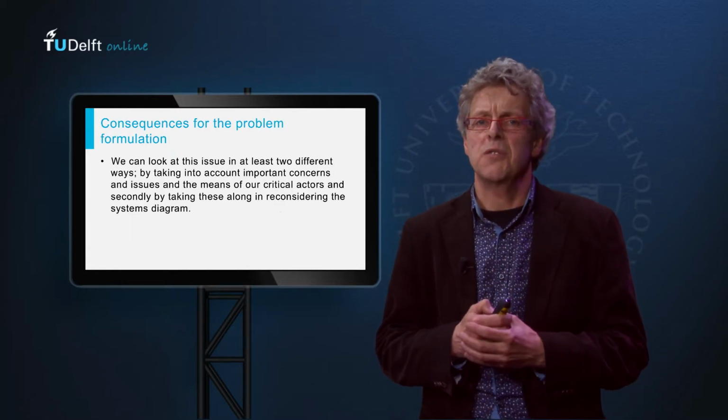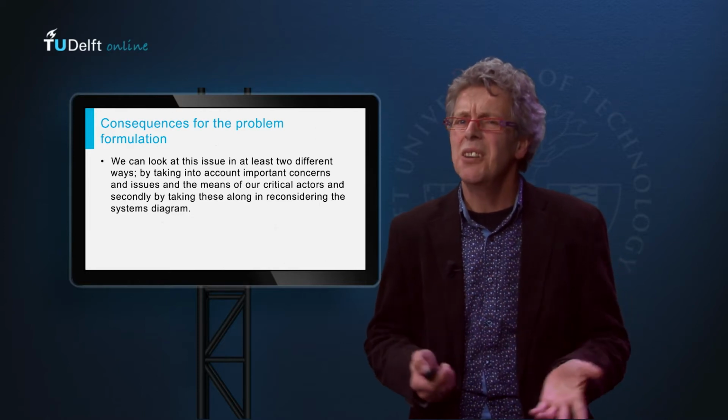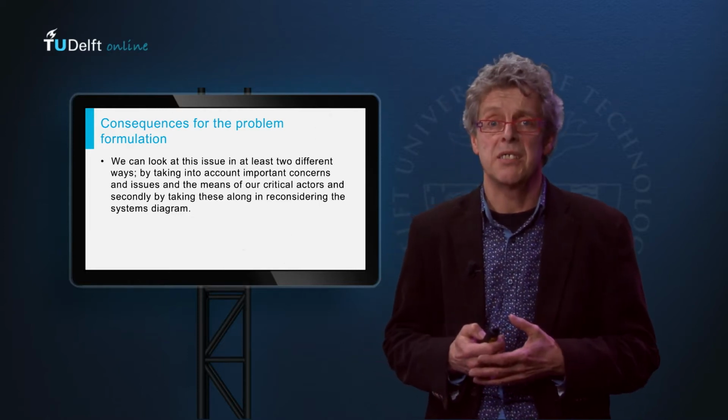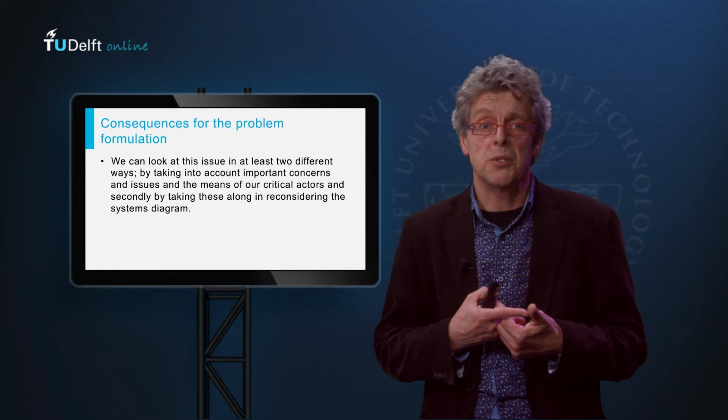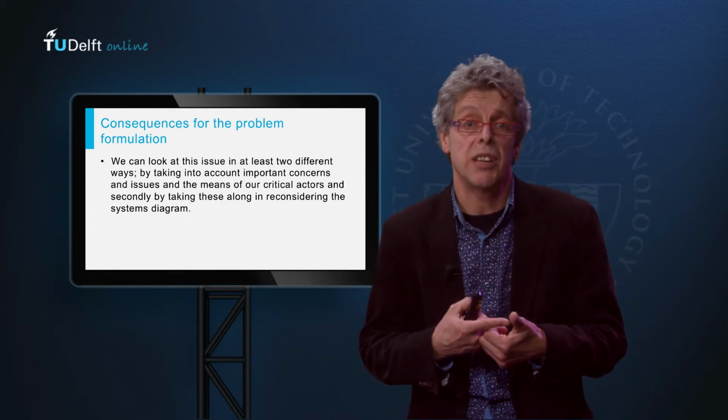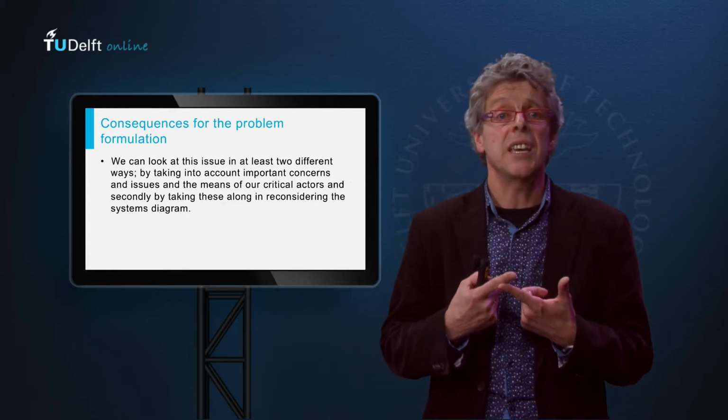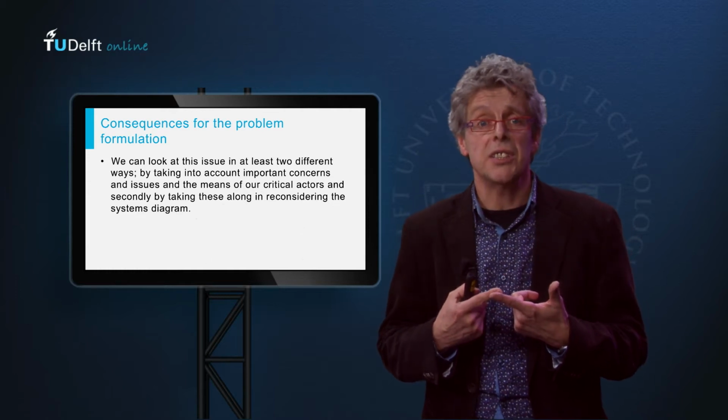What are the consequences for problem formulation? Well, we can look at this issue in at least two different ways. By taking into account important concerns and issues and the means of our critical actors, and secondly, by taking these along in reconsidering the systems diagram.